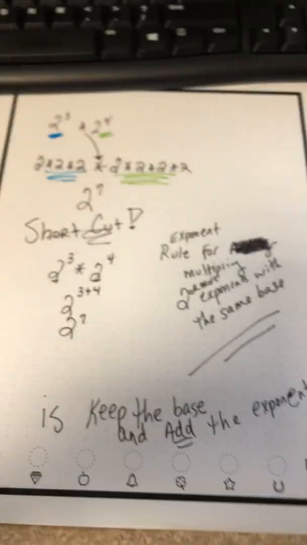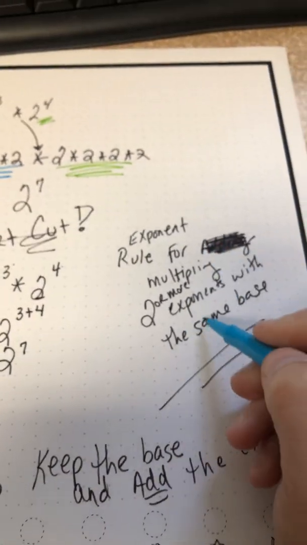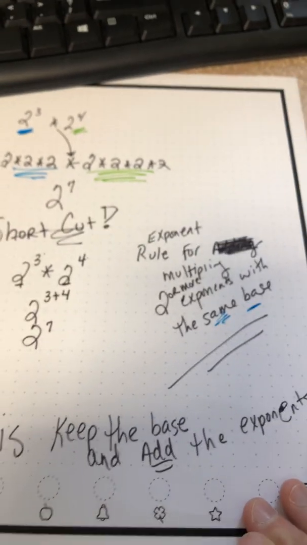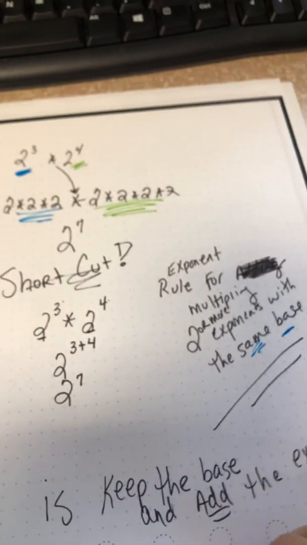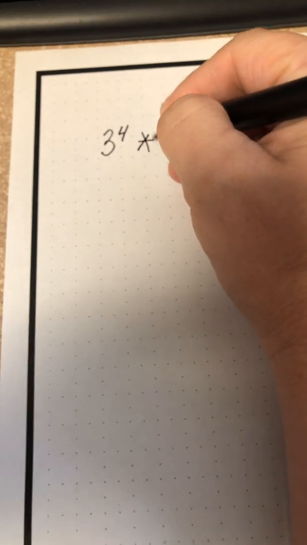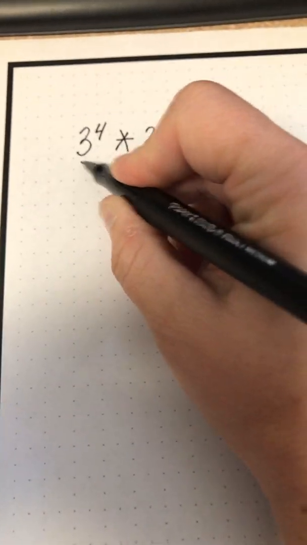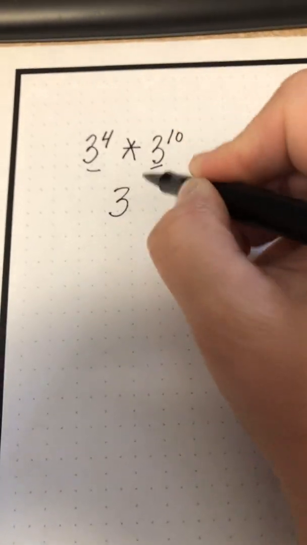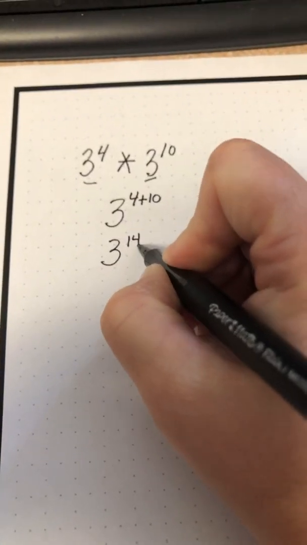All right, so the exponent rule for multiplying 2 or more exponents with the same base. Now remember, with the same base is important. We're going to keep the base and add the exponents. So let's do some practice of these. So if we have 3 to the 4th power multiplied by 3 to the 10th power, we're going to keep the base because it's the same, and we're going to add the exponents. So 4 plus 10, 3 to the 14th power.